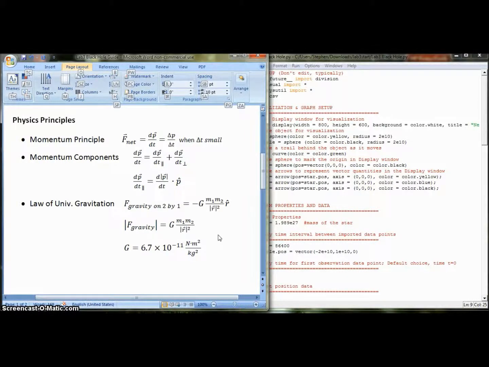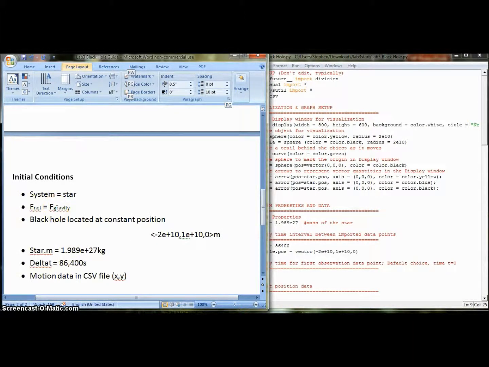First, the momentum principle states that the total net force is equal to the change in momentum over the change in time, which is relatively equal to dp/dt when delta t is small. Also, we know that the sum of the parallel and perpendicular components of dp/dt is equal to dp/dt. The parallel component of dp/dt is the product of d|p|/dt times p hat. Since we know that in this case F net will be equal to the force of gravity on the star by the black hole, we can use the law of universal gravitation to find the mass of the black hole.